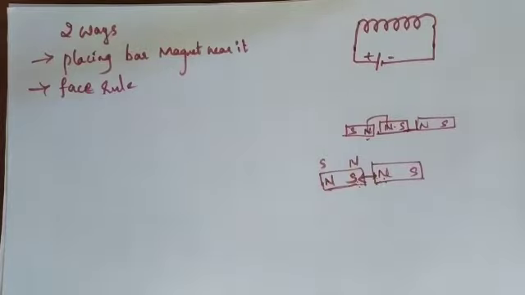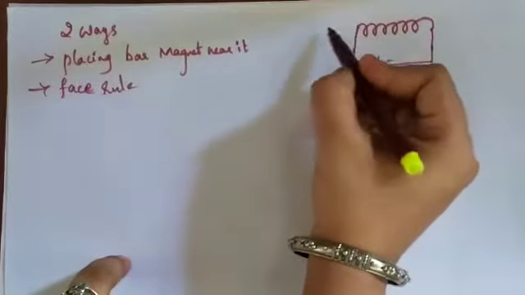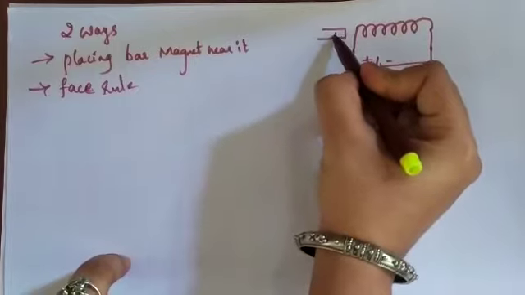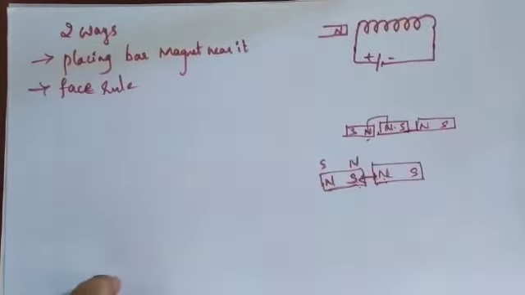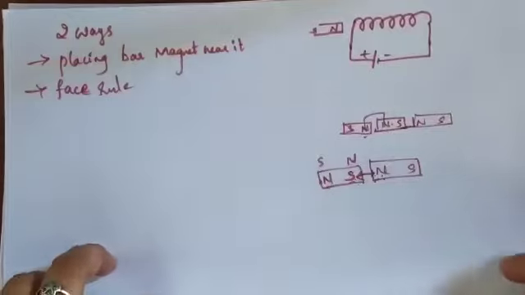When we place two bar magnets near each other, you can recognize by the property of a magnet whether they will attract or repel each other. The same concept we can apply here. If I keep a bar magnet here, for example, I am keeping a north pole here and one bar magnet with a south pole placed here.